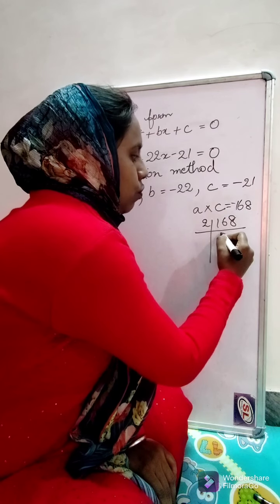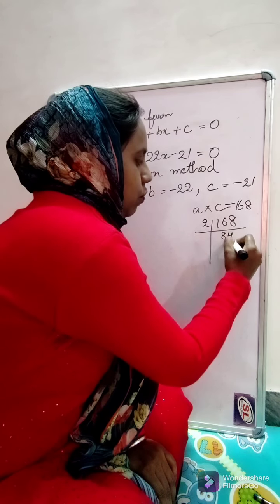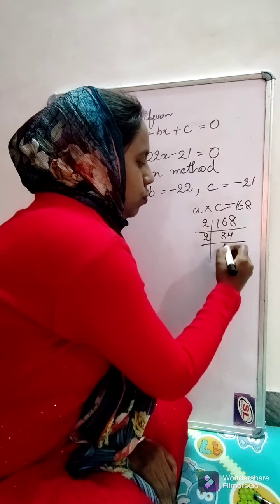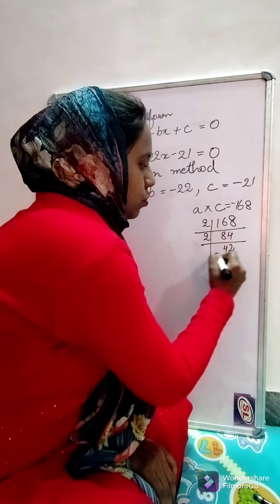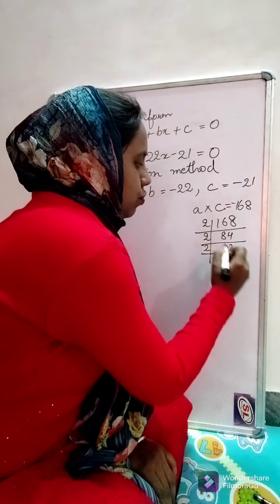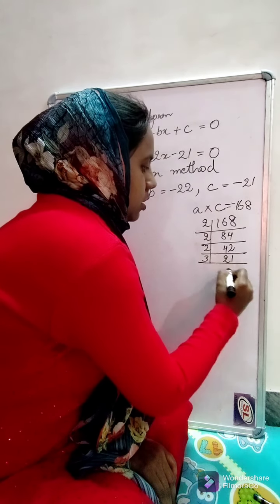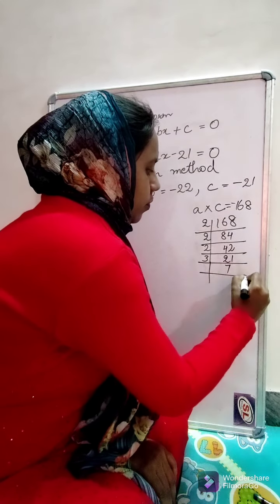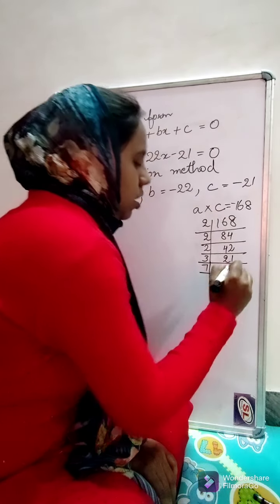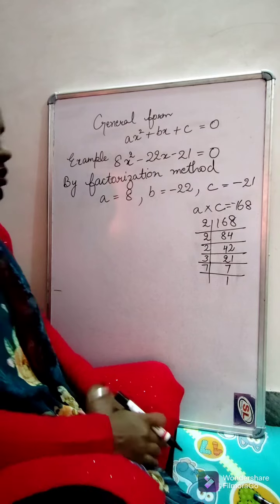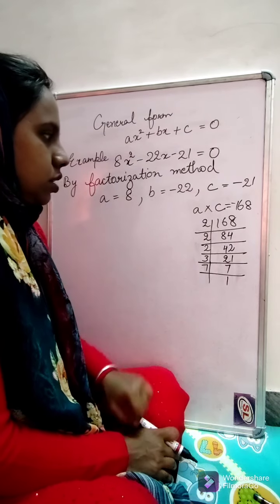2 8s are 16, 2 4s are 8, 2 4s are 8, 2 2s are 4, 2 1s are 2, 3 7s are 21 and 7 1s are 7. Here we got the factors of 168.